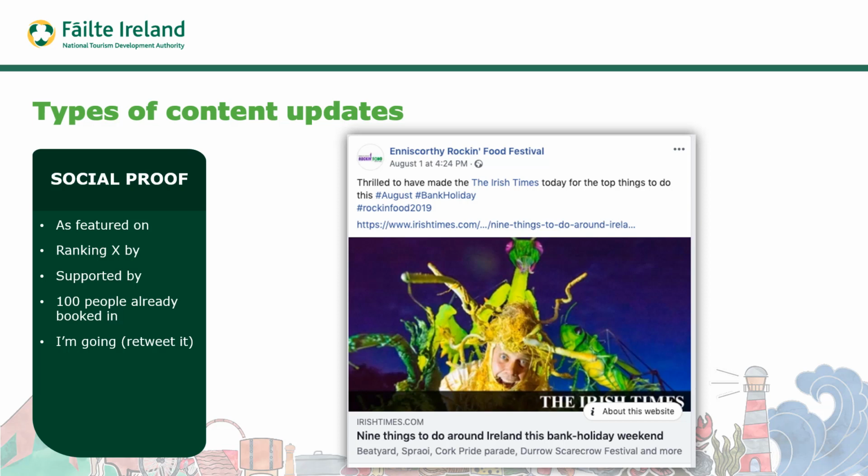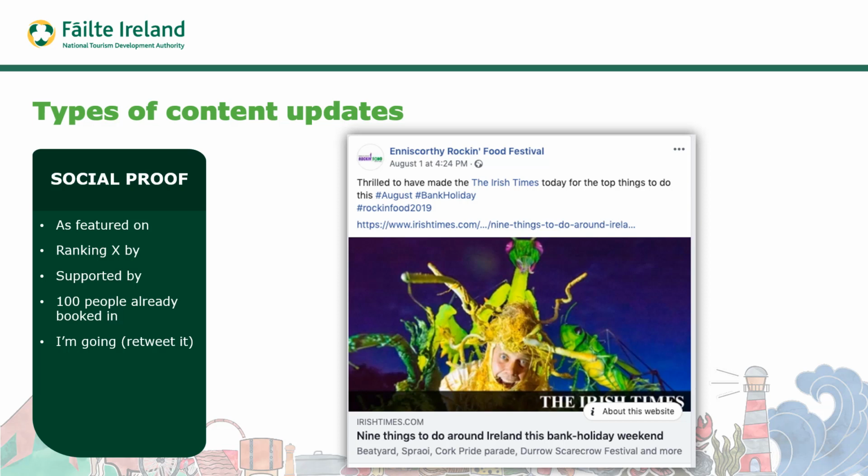That's what we mean by social proof. It's other people saying that this is going to be a great event, that are generally influencers. So you could say it was featured in the Irish Times. It was ranked number 5 best event in Ireland. It's supported by these key influencers. Or another one could be 100 people already booked in. So that's social proof. If 100 people already booked in, maybe I should get booking now.